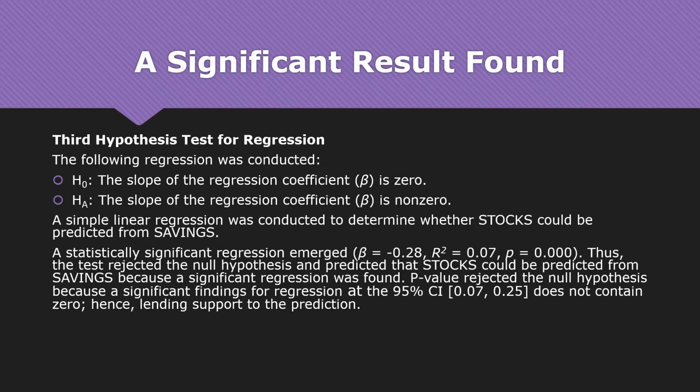Thus, the test rejected the null hypothesis and predicted that stocks could be predicted from savings because a significant regression was found. The p-value rejected the null hypothesis because of a significant finding for regression. The 95% confidence interval of 0.7 and 0.25 does not contain 0, hence lending support to the prediction.